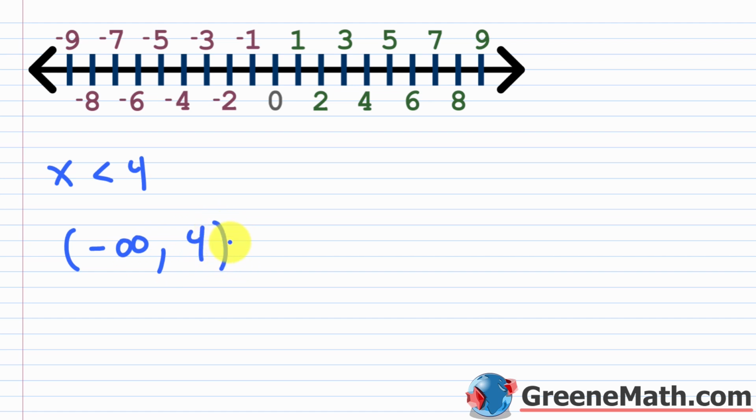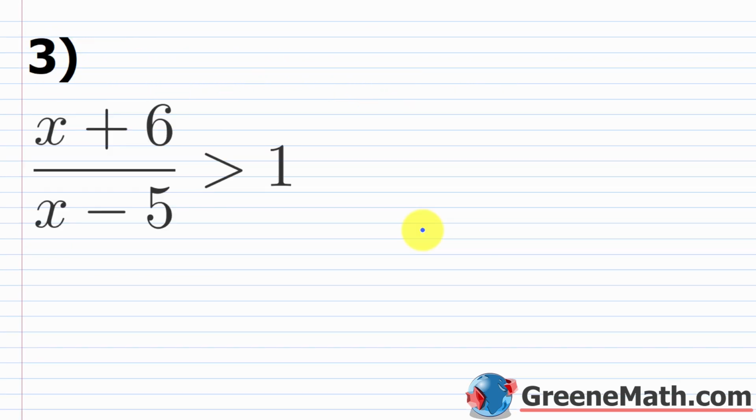Again, use a parenthesis next to 4 because it's excluded. And then graphically, I'm just going to put a parenthesis at 4, or again, if you want to use an open circle, that's fine. And then I'm going to shade everything to the left. All right, let's take a look at problem number 3 now.